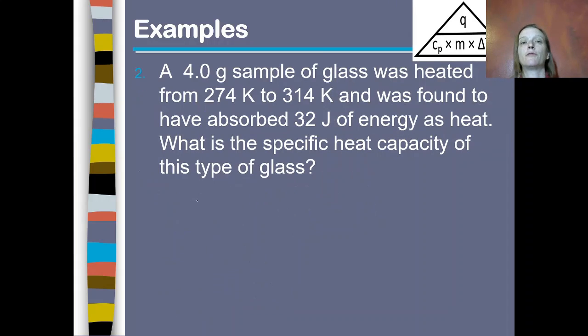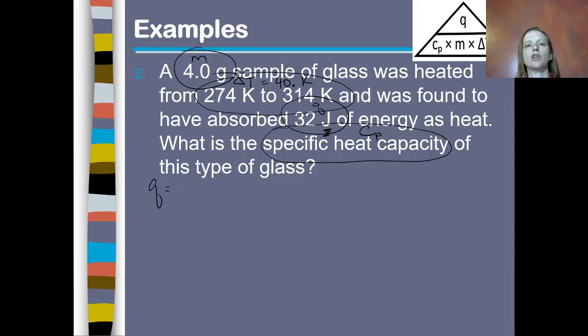Another example. A 4-gram sample of glass was heated from 274 K to 314 K and was found to have absorbed 32 joules of energy as heat. So I'm given a mass. I'm given information to calculate a temperature change, which will be 40 K. And I'm given a Q value. I'm given an energy in joules, which is how I know this is Q. What is the specific heat capacity for this type of glass? I'm trying to calculate CP.